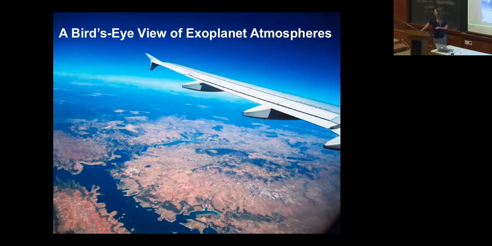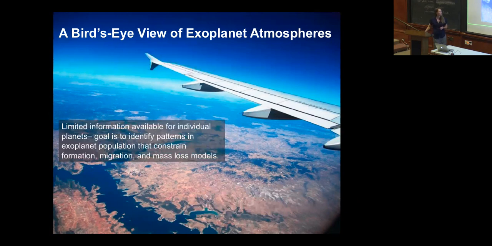So we're collecting sparse, poorly constrained information on a bunch of individual planets and hoping that if we pile enough of them together, we'll see from 30,000 feet some sort of pattern beneath us that tells us something about how planets form and evolve.